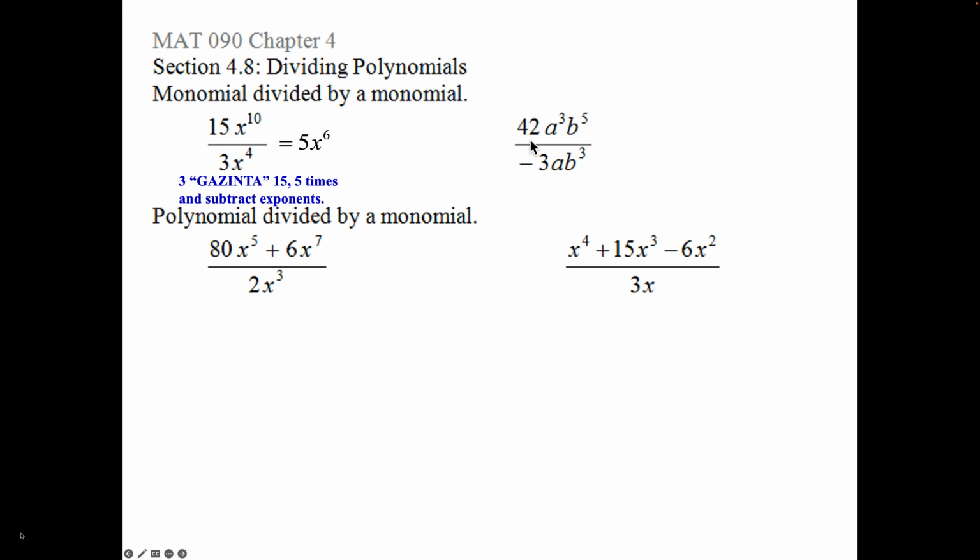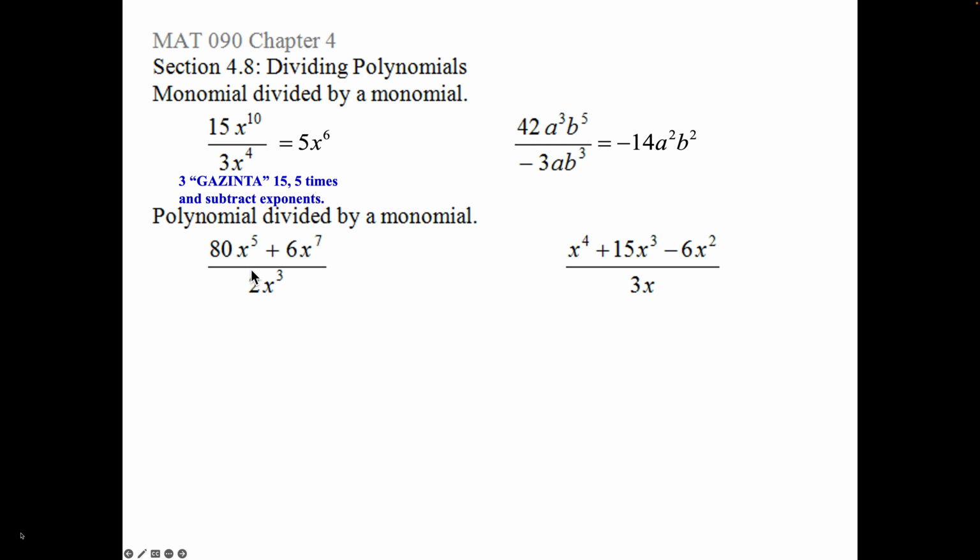Over here, 42 divided by a negative 3, let's see, 4 plus 2 is 6. The sum of the digits is divisible by 3. Therefore, 3 goes into that negative 14 times. We have a 1 on our a. 3 minus 1 is 2. 5 minus 3 is 2. So a squared b squared with my negative 14. There's my answer.